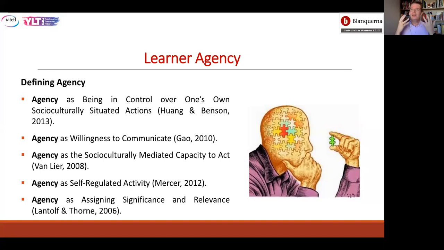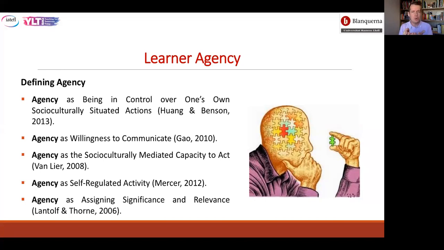Well, the most widely described and most used way is to see agency as the socially and culturally mediated capacity to act, according to Van Lier, which basically means that our social relationships and the culture in which we find ourselves determine how we express ourselves in the foreign language.